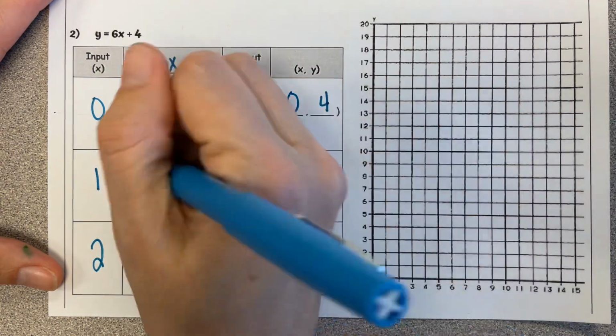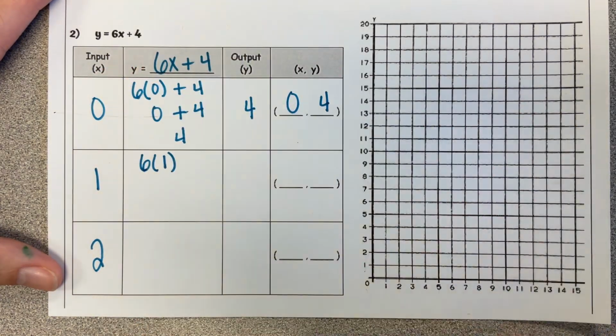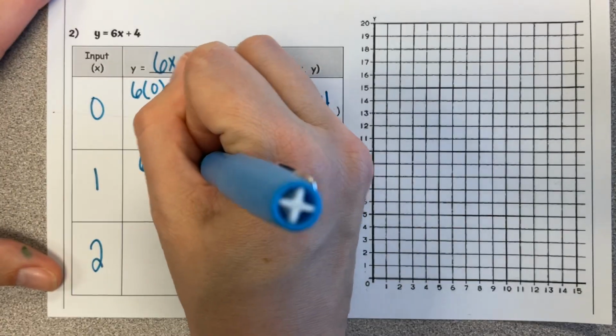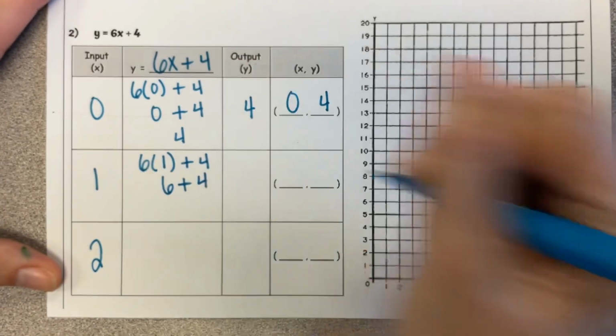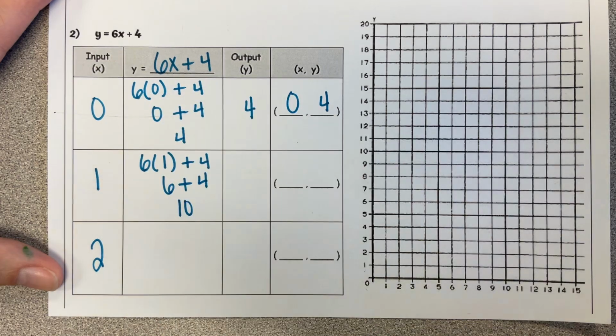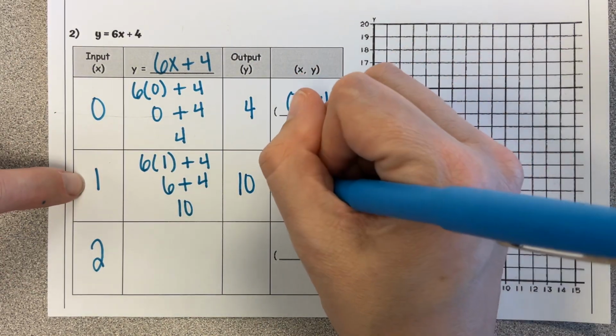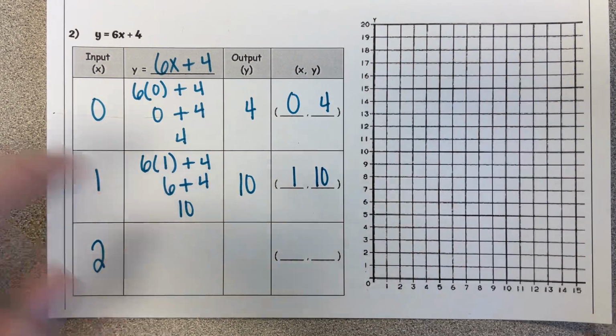Next, we're plugging in 1. So 6 times our x value of 1 plus 4. 6 times 1 is 6. Plus 4 gives us 10. So an output of 10. So we have input x value of 1, output y value of 10.